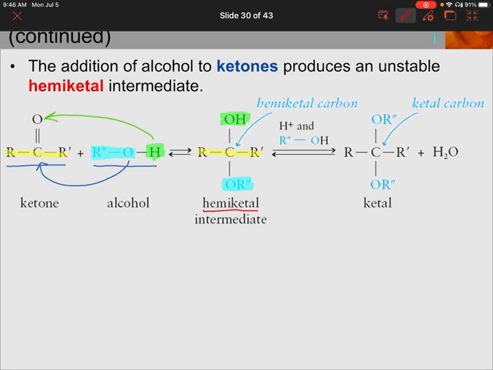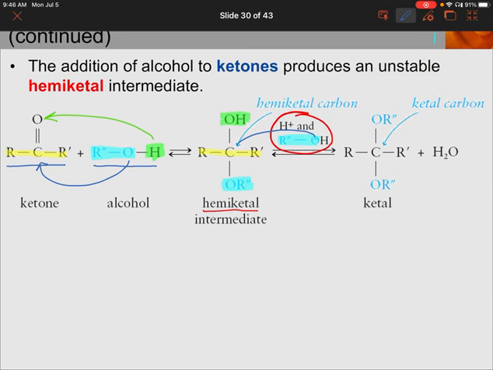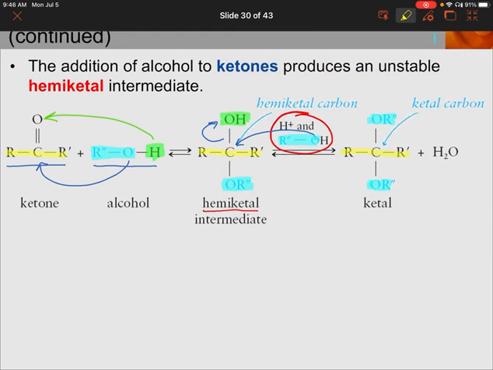And similar to before, if we add acid and more alcohol, that OR group from the second alcohol is going to add to the carbon and kick out the OH group. So then we have two OR groups, one on top, one on bottom, and the middle stays the same. And this final product would be called a ketal molecule instead of an acetal molecule.